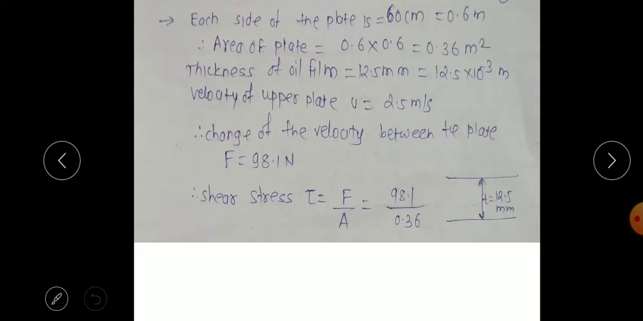Again we know tau, shear stress, is equal to force upon area. So here force is given, and each side of the plate is 60 centimeter. So area of the plate, that is two plates contact, will be 0.6 into 0.6 as 0.36 meter square. Thickness of oil film is 12.5. Velocity of upper plate is 2.5. Then change of the velocity between the plate.